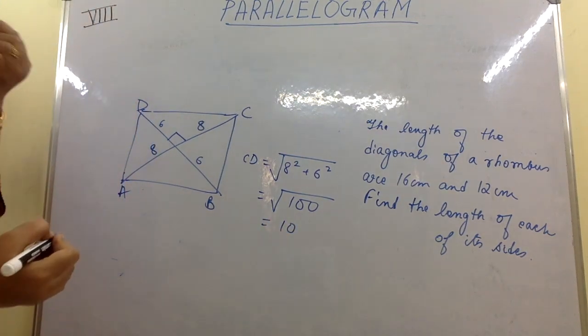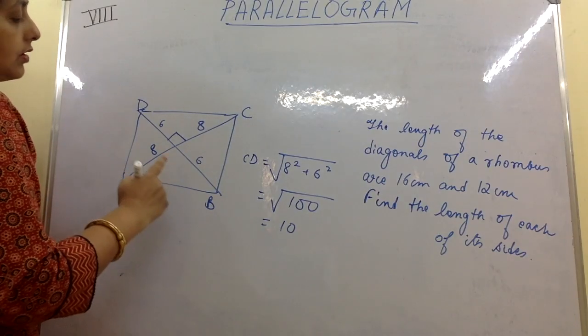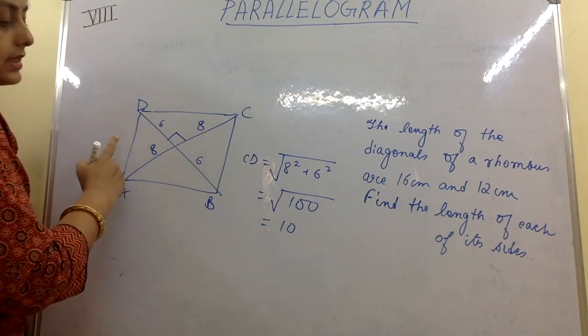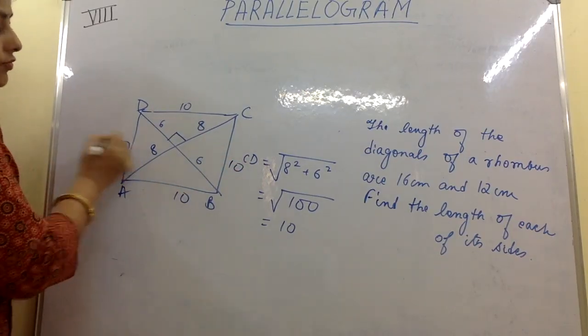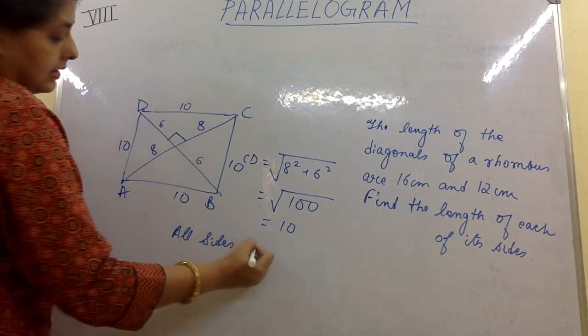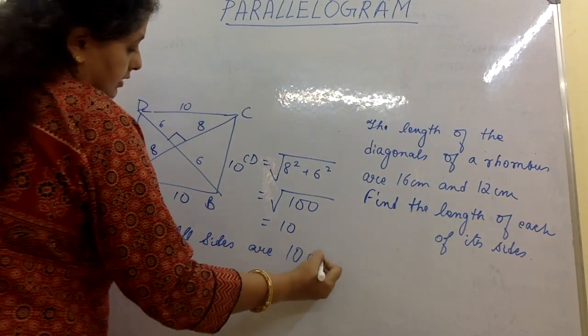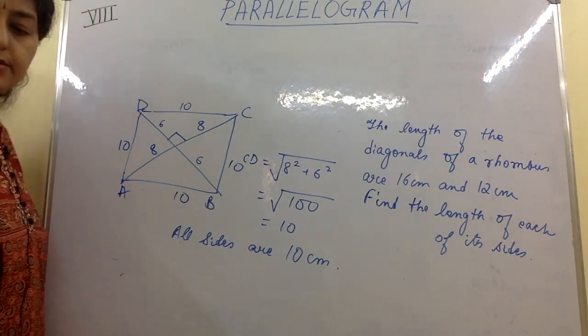Find the length of each of its sides. So every side, now it's a rhombus, every side has to be equal. Therefore, all sides are 10 centimeters. Now this sum is in this chapter because a rhombus is also a parallelogram.